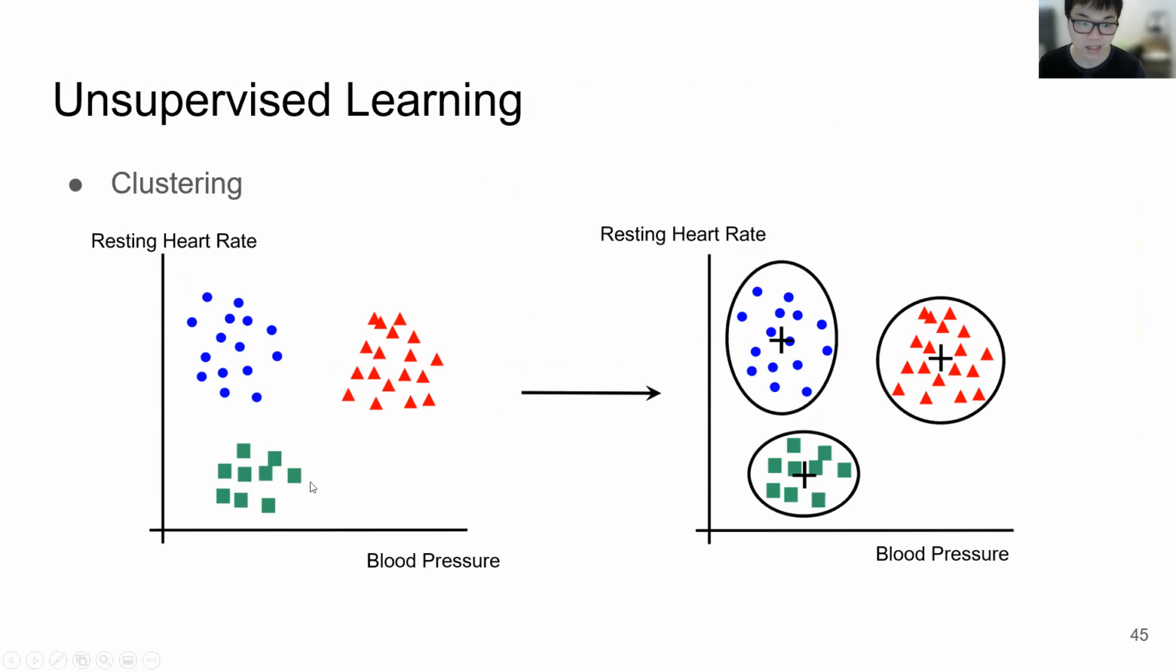Let's say these are different patients with heart rate and blood pressure combinations, and we want to create categories where they're meaningfully separated. Here, this is a really obvious example where there are 3 obvious categories, and a clustering algorithm would separate it into these 3 categories.